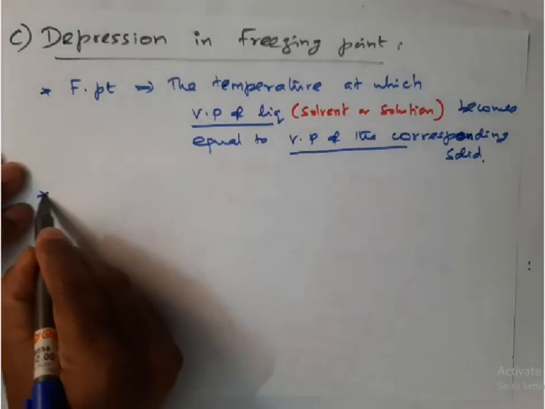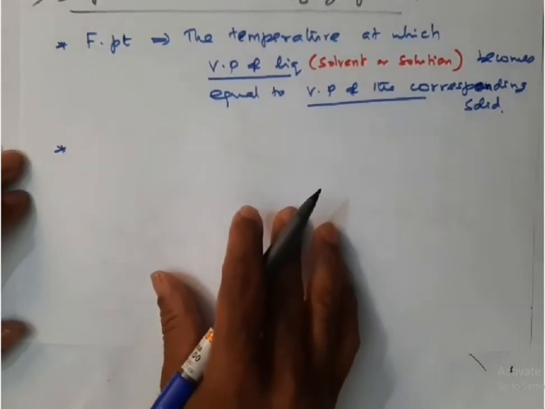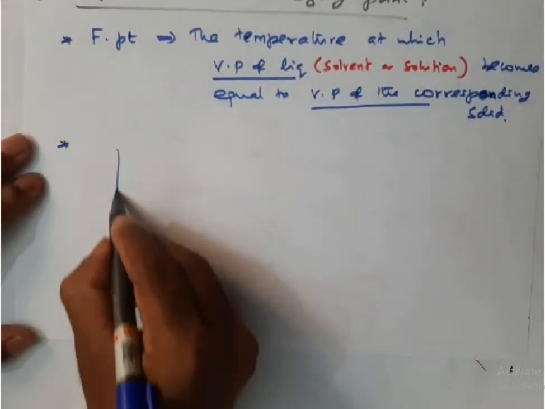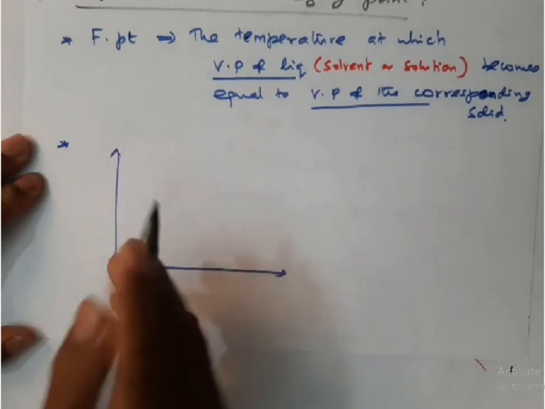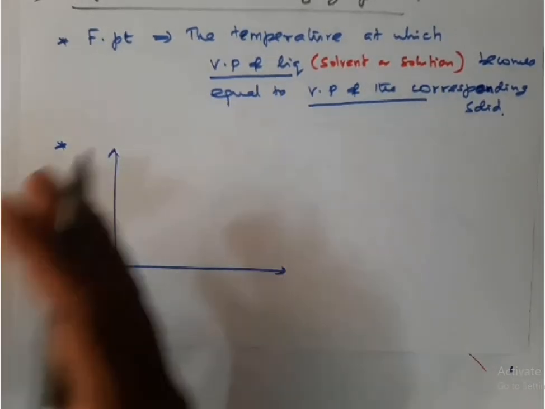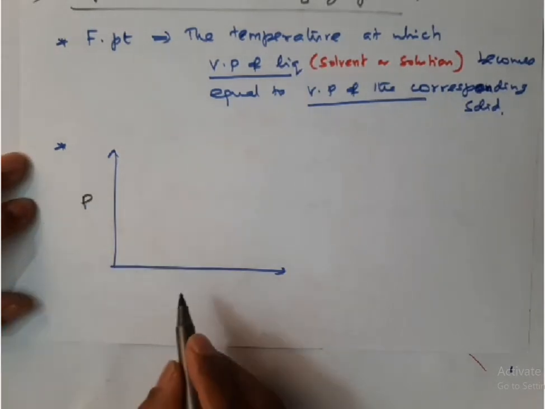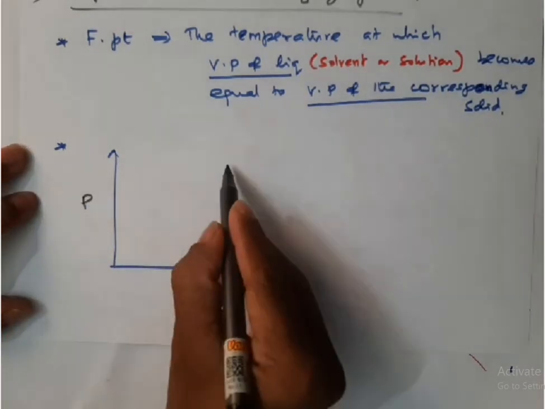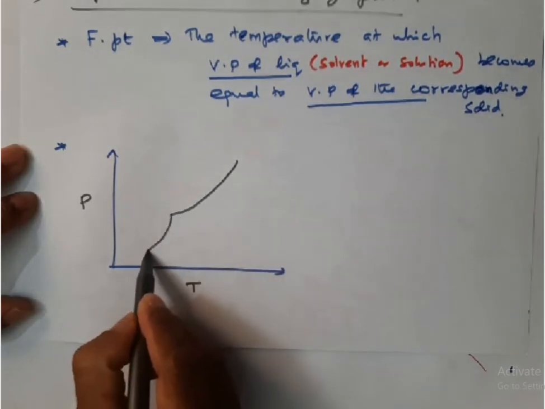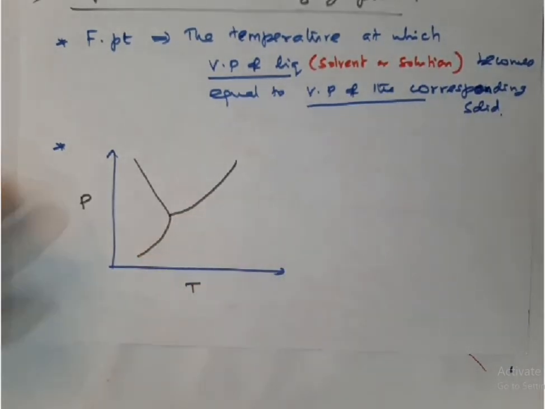In the case of water, I'll take the phase diagram of water. You know very well the phase diagram of water. Students, why am I taking water as example so often? Because water is used as solvent for many colligative property studies. That's why I am using water. But the same concept is applicable for other solvents also. So I'll plot pressure on the y-axis and temperature on the x-axis, and this is the phase diagram of water. It will appear like this.